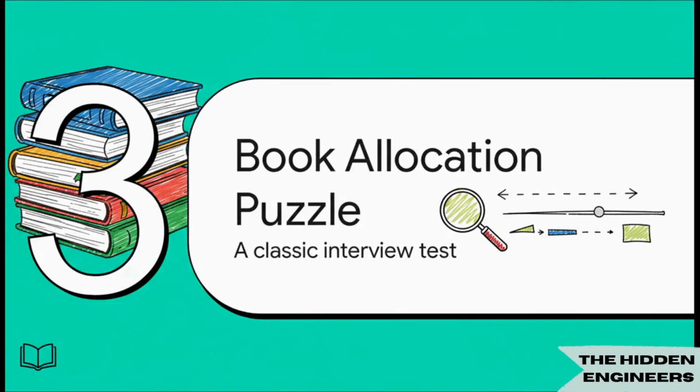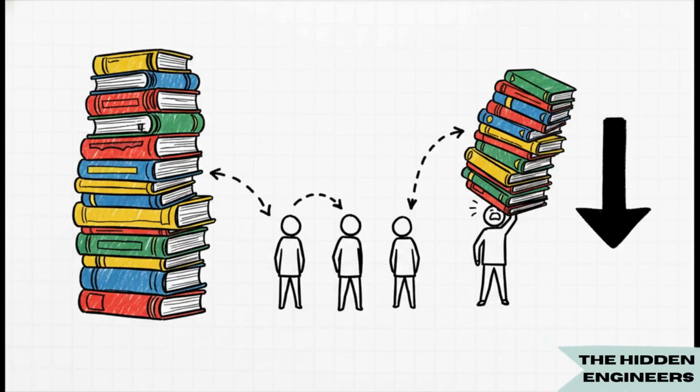All right, warm-up's over. Let's take this pattern and apply it to a much tougher problem, one you might actually see in a real interview: the infamous book allocation puzzle. Okay, the problem goes like this. We have a bunch of books, each with a different number of pages. We also have a certain number of students.